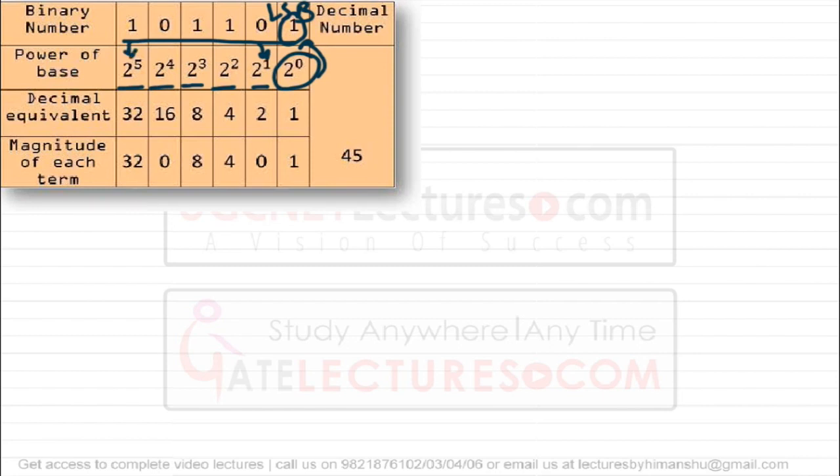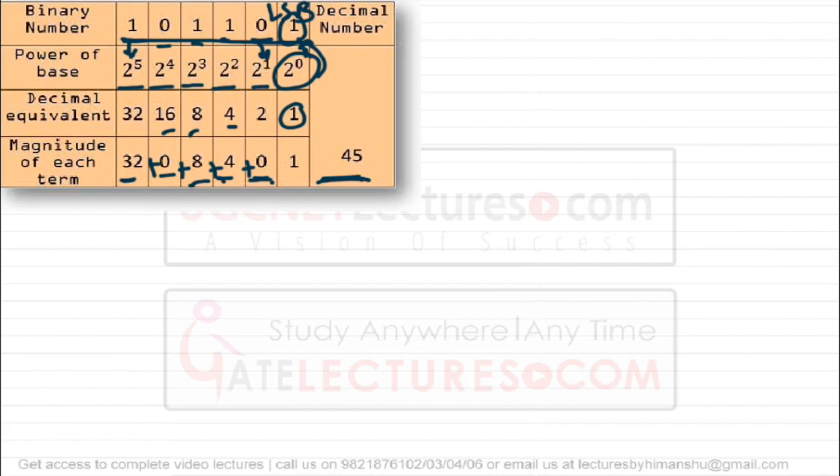Now you are going to multiply. We multiply 1 with 1, we get 1. Then you multiply 0 with 2, you get 0. Then 1 with 4, you get 4, 1 with 8, 8, 0 with 16, you get 0, and 1 with 32, you get 32. Then you add all these. 32 plus 8 is 40, plus 4 plus 1, 45. So the decimal equivalent for the given number 101101 is 45. This is how you convert a number from a different base to decimal.